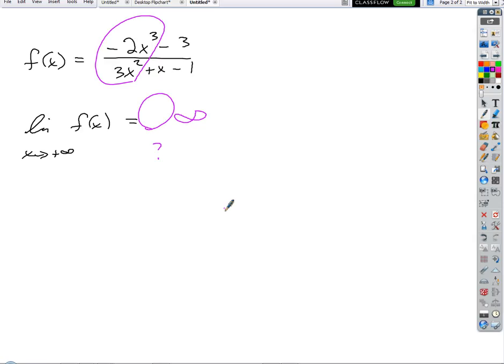Well, let's just see, what would we get? If I'm approaching a positive number, what sign am I going to get on the top? Negative. And on the bottom, I'm going to get positive. Negative over positive is negative. So as x approaches infinity, f of x approaches negative infinity, right? Okay, what about, same thing now, the limit of f of x as x approaches negative infinity.